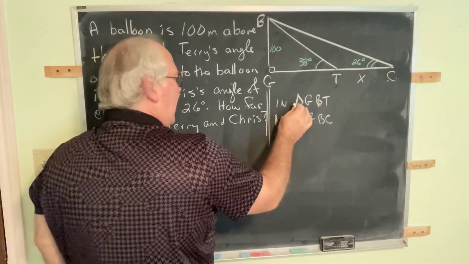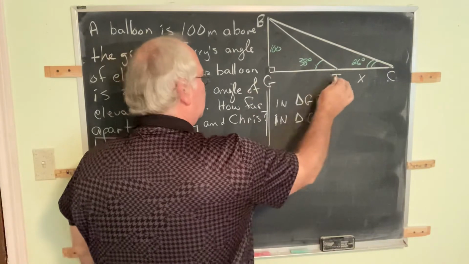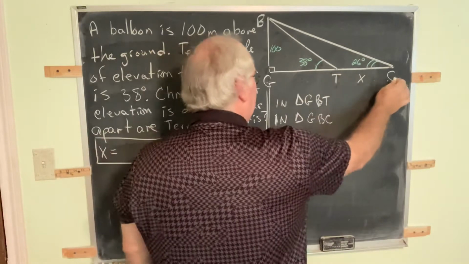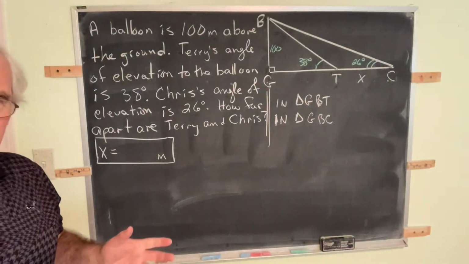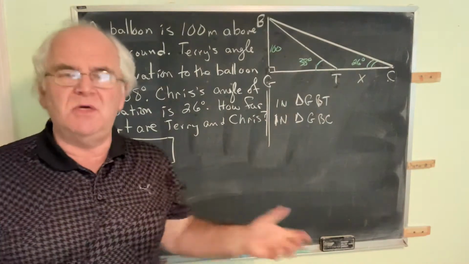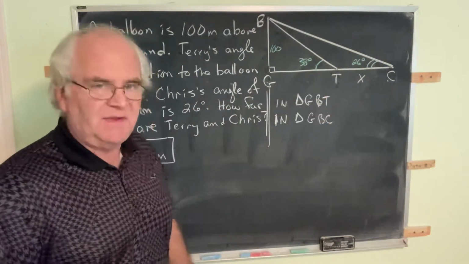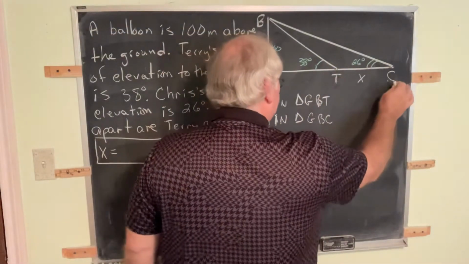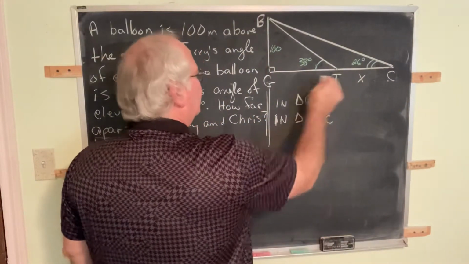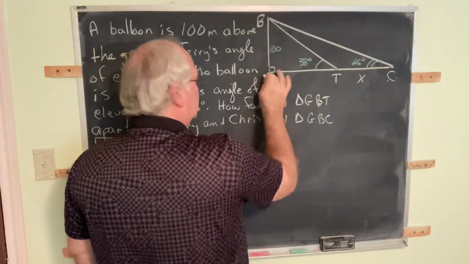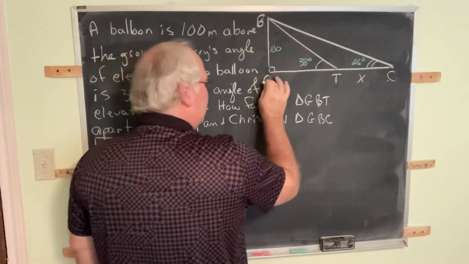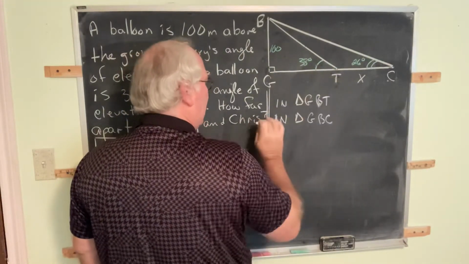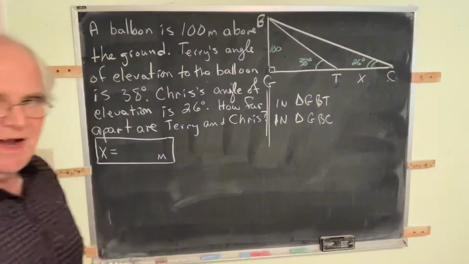So in the small triangle, we can find the distance from G to T. In the large triangle, we can find the distance from G to C. And that should give us a piece of information here. If we find those two distances, all we need to do is subtract them, and that'll give us the difference, which is the distance from T to C that we want. So the distance between Terry and Chris is going to be given by the distance from the ground point below the balloon, from G all the way to Chris, find that value, then find G all the way to Terry, find that value, subtract the two, and that gives us the value of X.